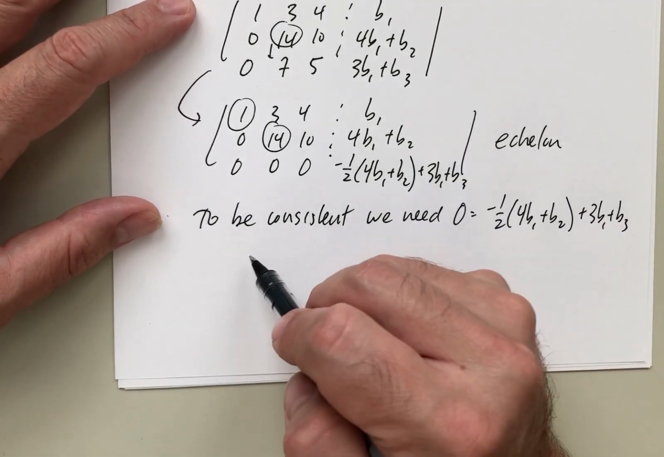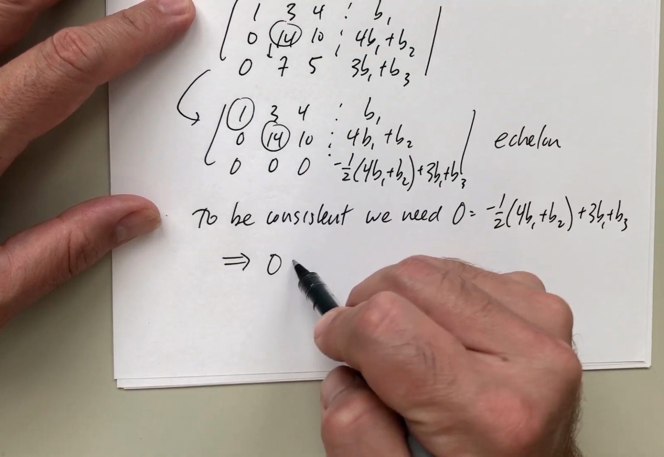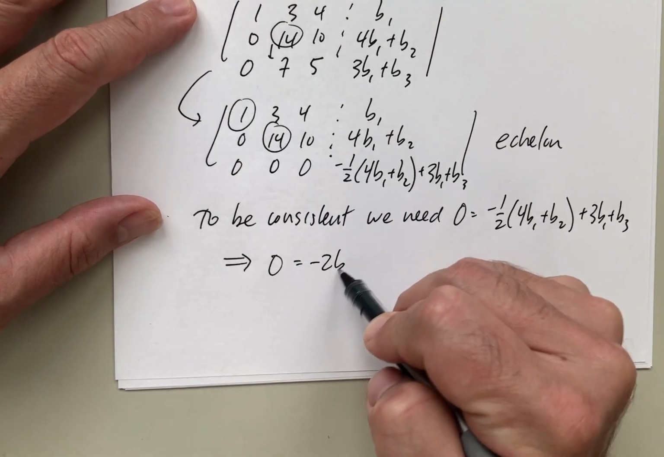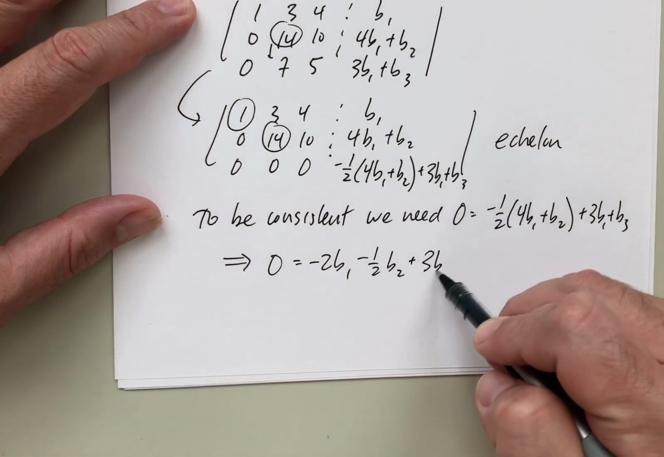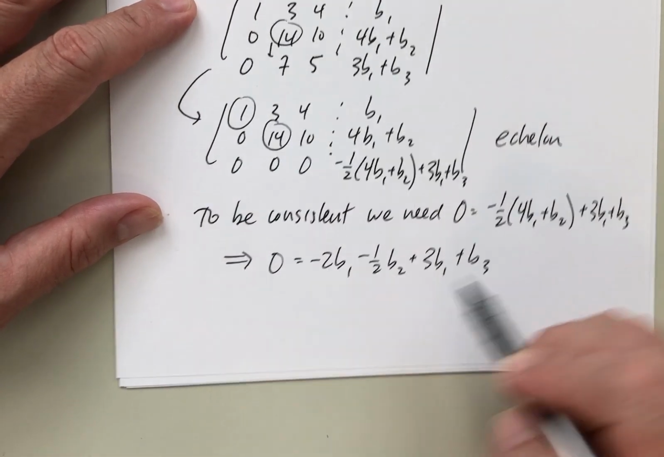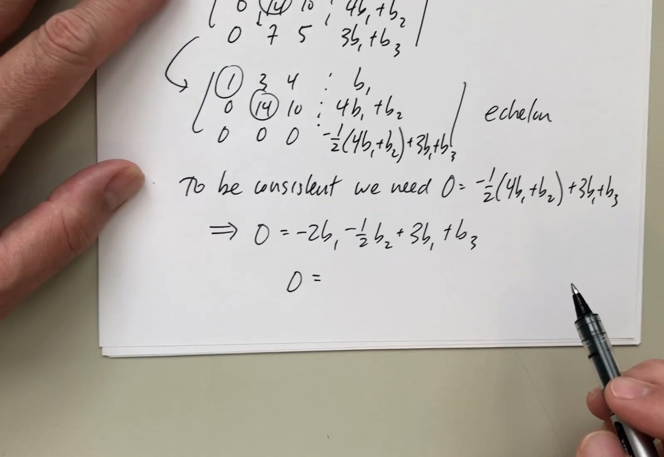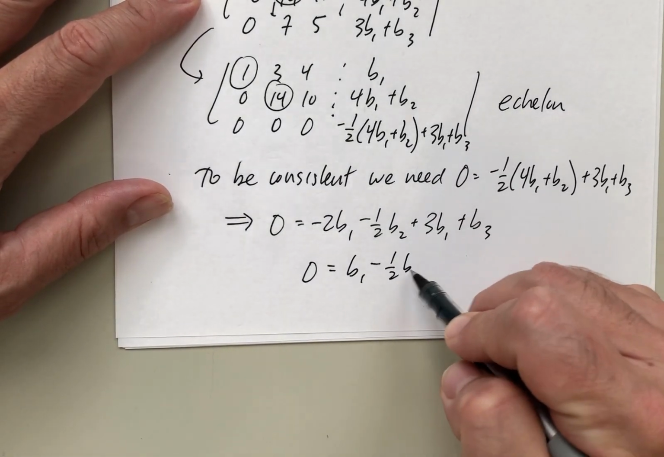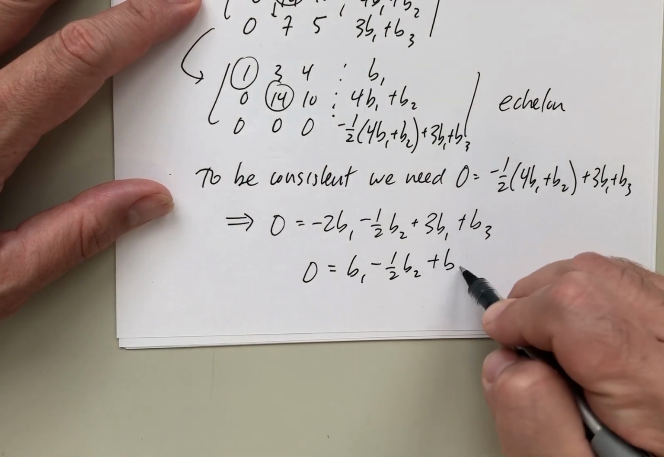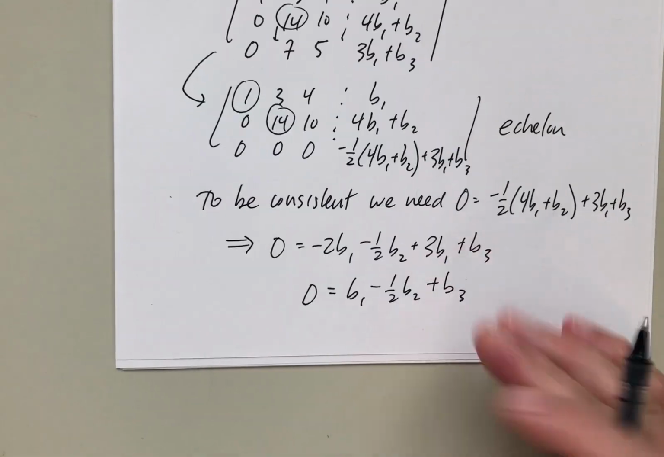So in some sense we're done. Let me just simplify this a little bit. So this is 0 should equal, looks like, minus 2b1 minus 1/2 b2 plus 3b1 plus b3. So in other words, 0 should equal, let's see, we've got 1b1 left, minus b2, 1/2 b2 left, and b3. Okay, and so that's our condition.